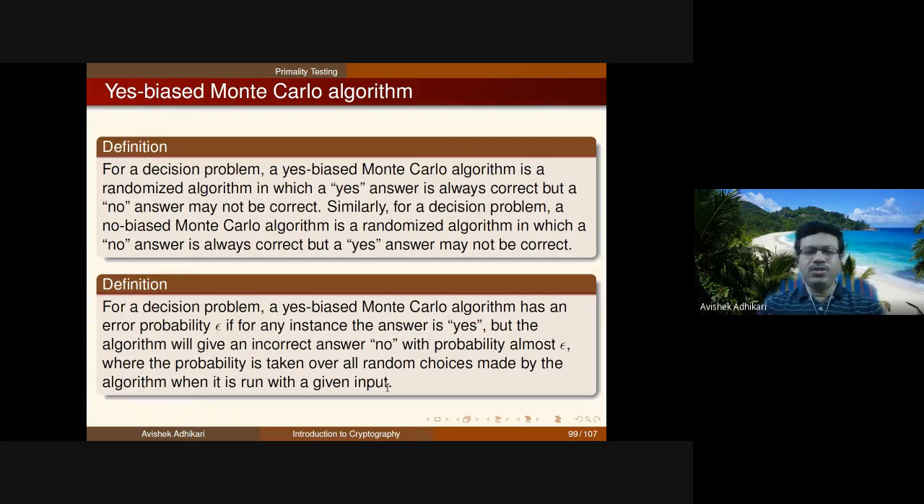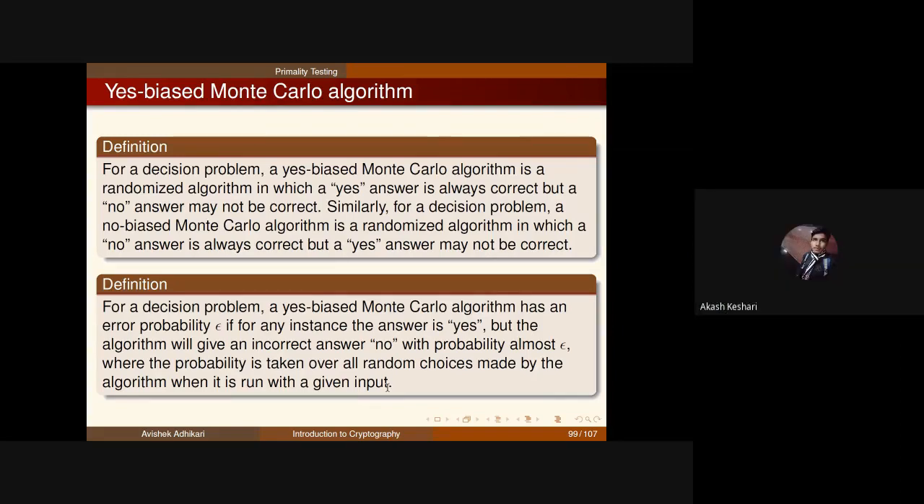That may happen in case of no, but if your algorithm has some error probability epsilon, then you have made your algorithm in such a way that even if it gives you a wrong answer when it says no, the error probability of your no answer is bounded by epsilon. Then we say that a yes-biased Monte Carlo algorithm has an error probability epsilon. Is it clear to all of you?